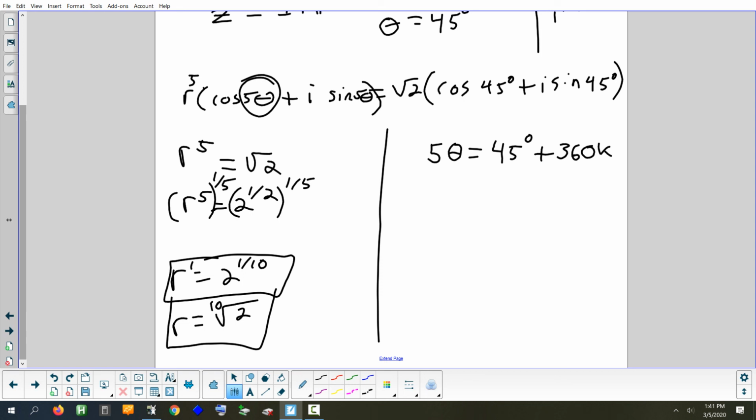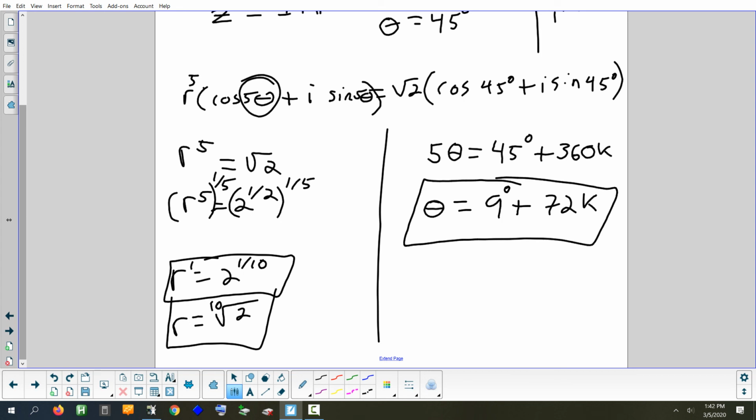Now, what do you do to get theta alone? Divide by 5 on both sides. And now we've got theta equals 9 plus 360 divided by 5, which is 72. 72k. Yeah, 72. Good job.